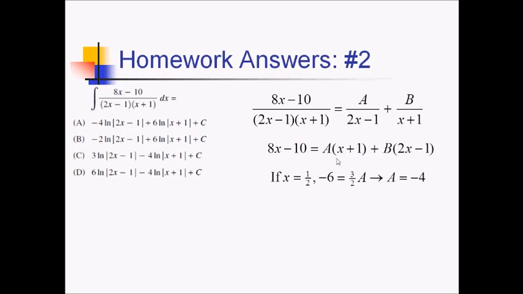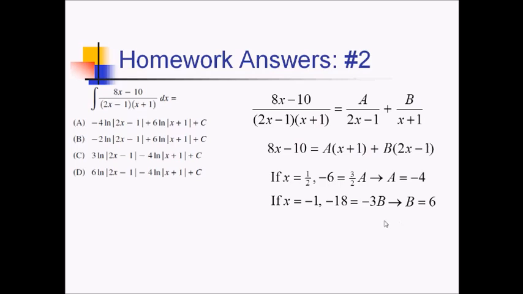All right, let's solve for the b value now. To do that, I need to get rid of a by plugging in the x value negative 1. So if I do that, over here on the left side of my equation, I've got negative 8 minus 10, which is negative 18. And over here, I've got, let's see, negative 2 minus 1, so that's b times negative 3. Dividing by negative 3, I get a b value of 6.